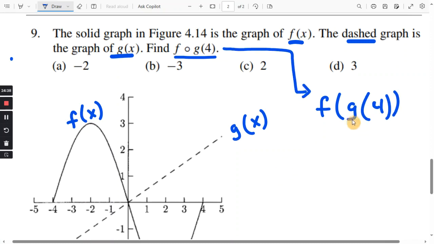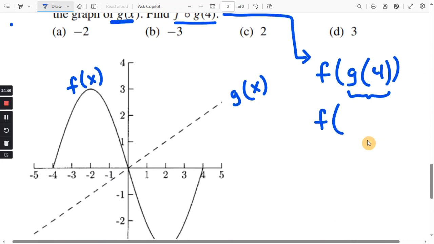So let's find g of 4 first. All right, g of 4, if we go to the graph, here's the g graph, right? And this is x equals 4. So go to x equals 4, and here's the g graph. Trace that to the g graph. And then you find the y coordinate. And that is at 2. All right, so g of 4 is going to be 2.